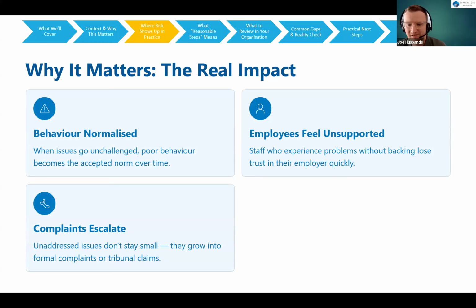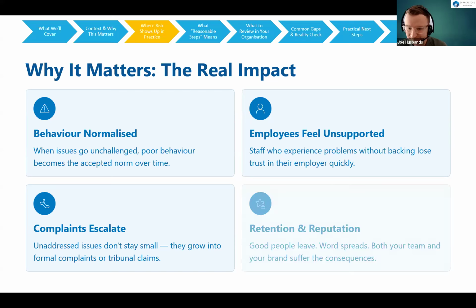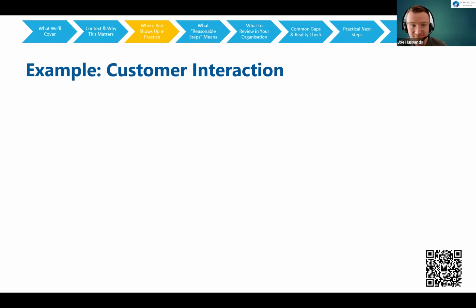Something that could have been addressed early becomes more serious, and that's often when we start to see more formal complaints or grievances come through. And then broadly, there is that impact on retention and reputation. So good people leave environments when they don't feel respected or supported. And then what can also happen is word can spread internally or externally about what it's like to work there. So while the legal risk is important, what often happens first is that gradual shift in culture and confidence. And that's what organizations are really trying to get ahead of right now.